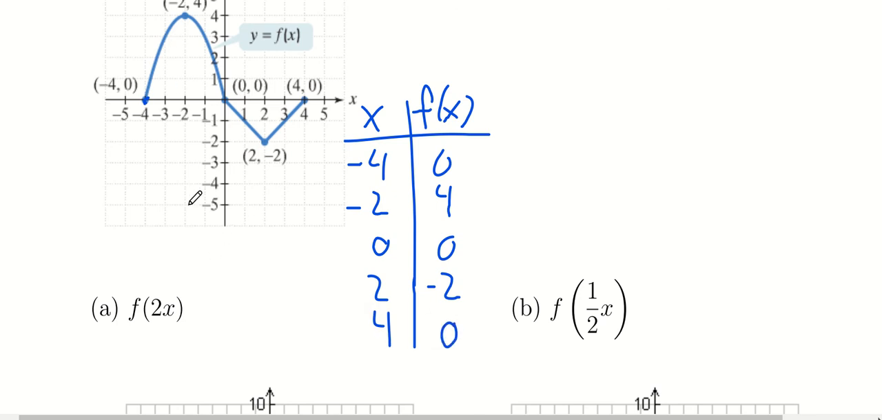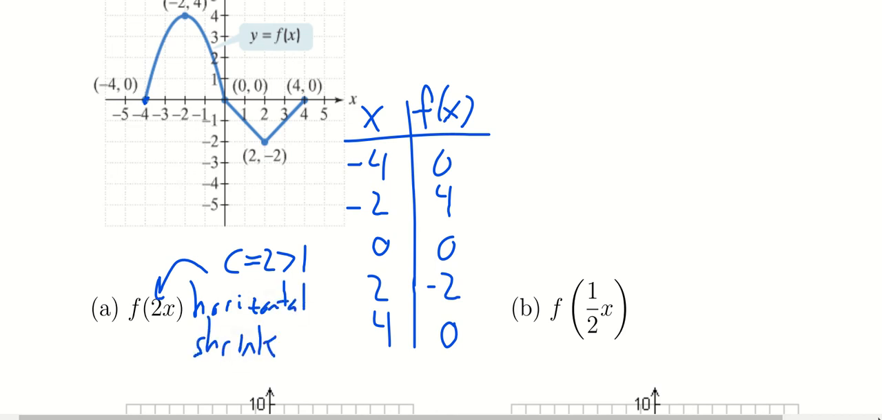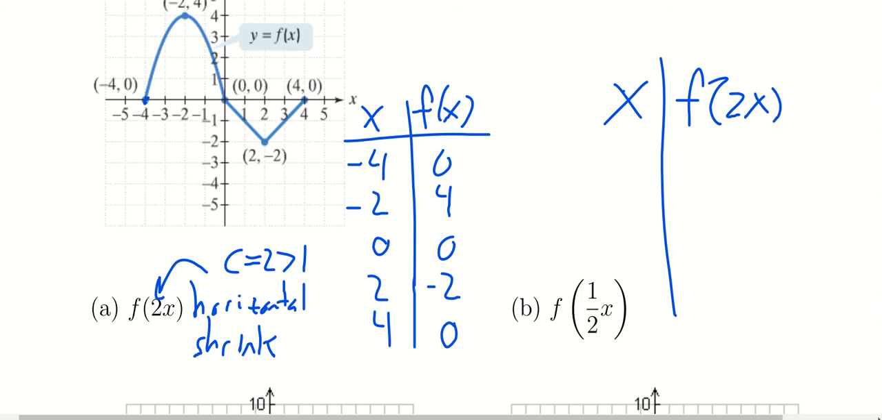If we wanted to think about what's going to happen for the corresponding values for the graph of f of 2x, we're multiplying on the inside by a value that is bigger than 1. So c is equal to 2, which is bigger than 1. So this should be a horizontal shrink. Let's figure out the same corresponding values for f of 2x in our table. We know the outputs 0, 4, 0, -2, so those don't change.